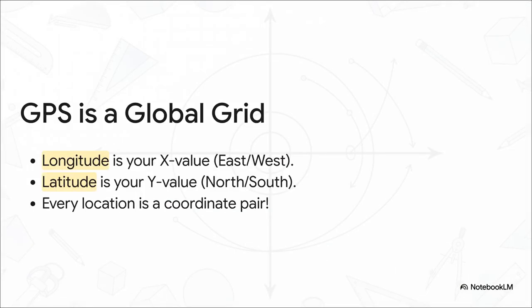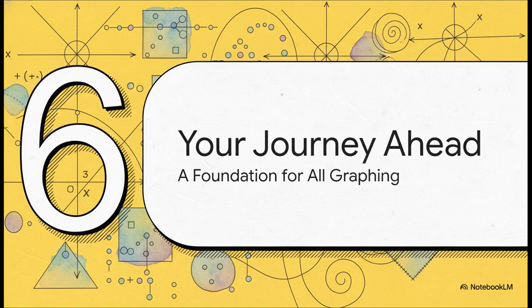Think about it. On a world map, what we call longitude is just the x-axis. It tells you how far east or west you are. And latitude? That's just the y-axis, telling you your position north or south. Every single spot on this planet has a unique (x, y) coordinate, and your phone is an absolute genius at finding it.